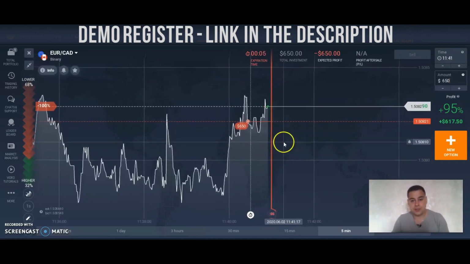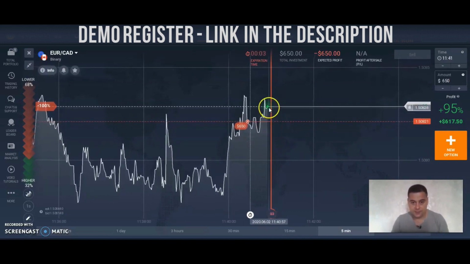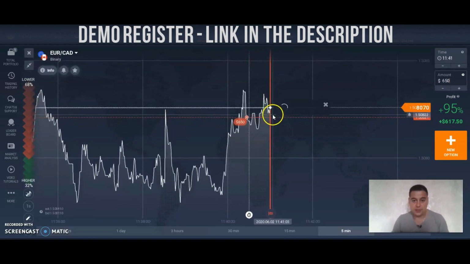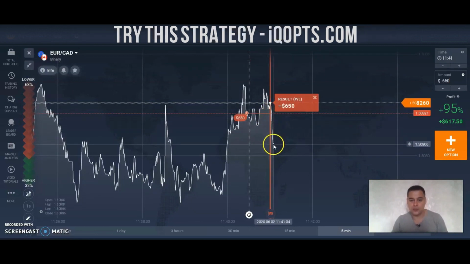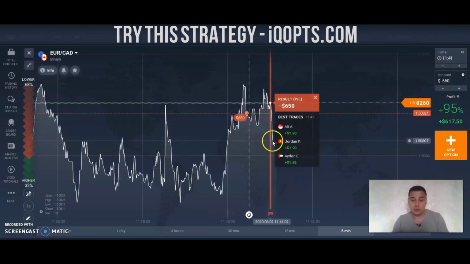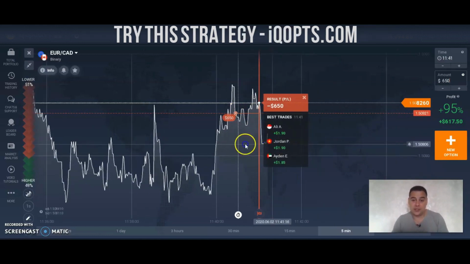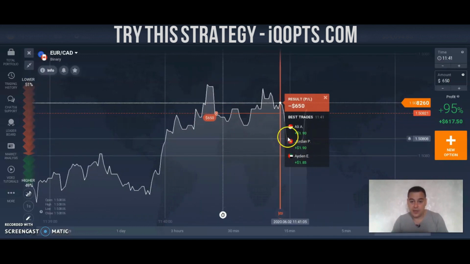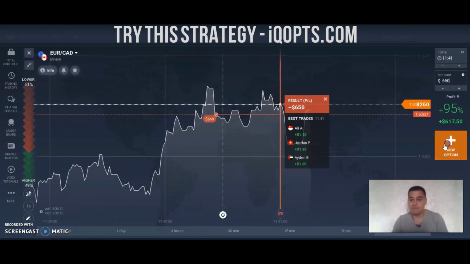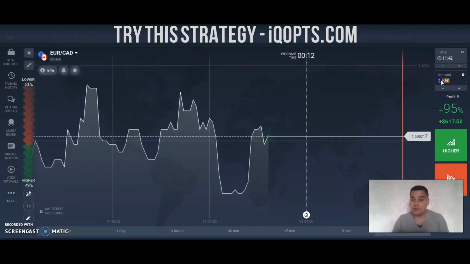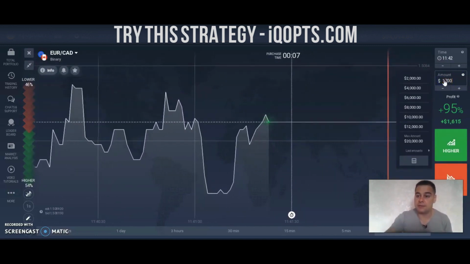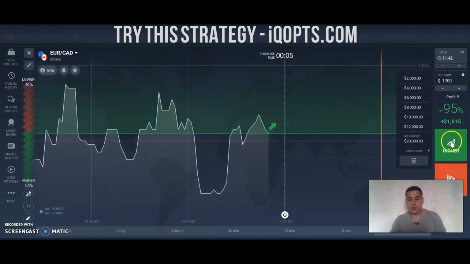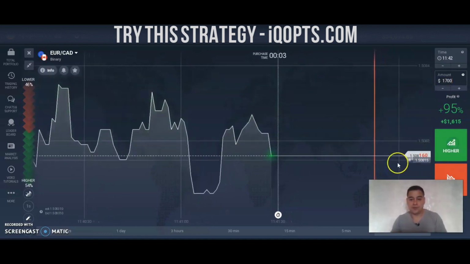All right, let's see what's happening. The third bet. That was close. That was close. Yeah. My prediction was that the price will go down, and it went down right here, as you can see. Yeah, but not in the time I predicted. All right, 650. Let's make, for example, 1,700. Higher.